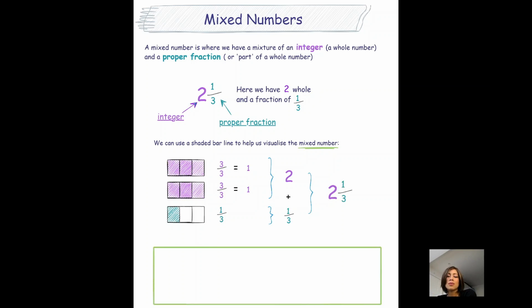Now, as a recap, 1 whole plus 1 whole plus 1/3 gives us 2 1/3. And that's our mixed numbers.